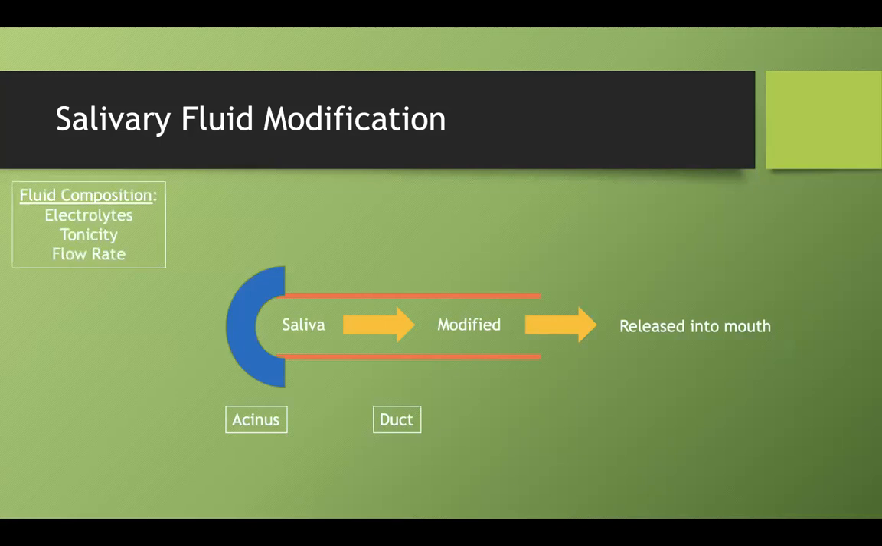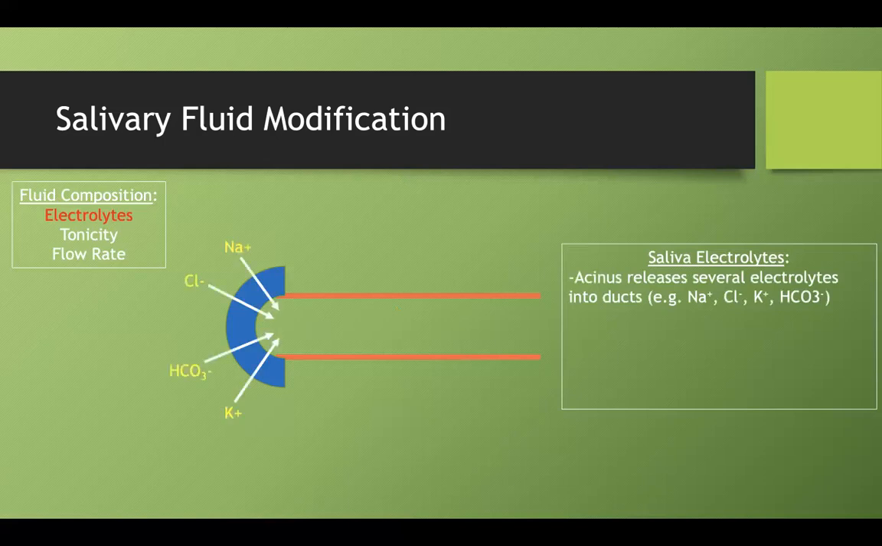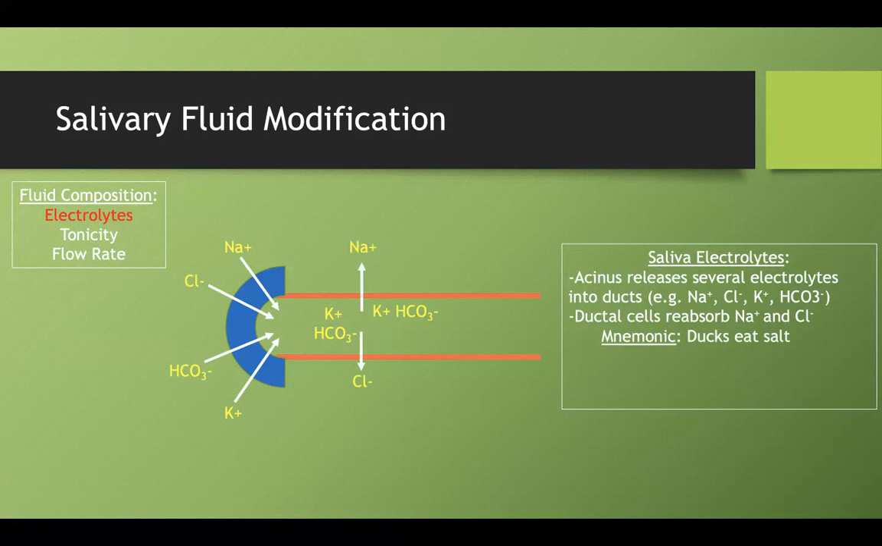Now, there are three concepts you need to know about how this fluid gets modified during its journey from the acinus to the actual oral cavity. So let's talk first about the electrolytes. The acinus will release all the electrolytes. It'll release sodium, potassium, chloride, bicarb pretty indiscriminately. And so you'll get all of that into the duct. The duct, on the other hand, has a very preferential reabsorption of sodium and chloride. And I remember this by the mnemonic, ducts eat salt. So that helps me remember, okay, the duct is going to reabsorb the sodium and chloride.